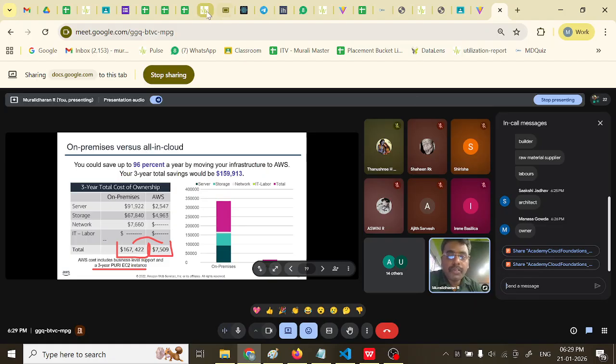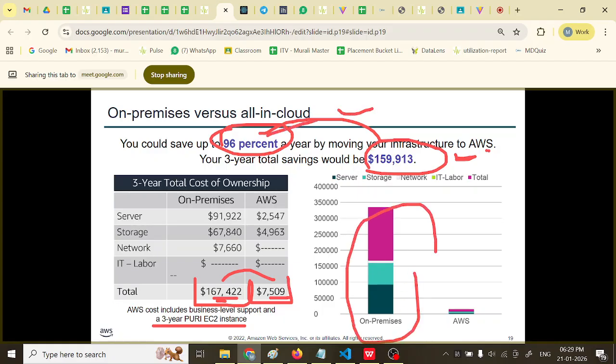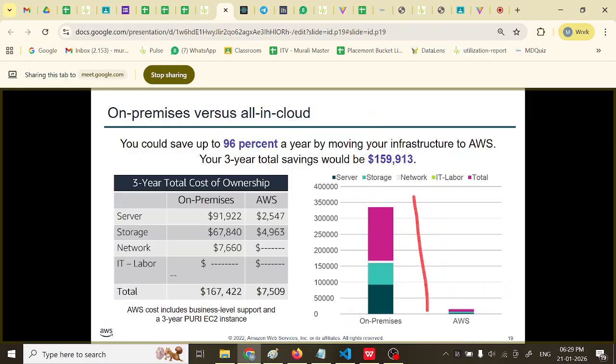Now, how much are they able to save? You see, 96% of this cost. Out of 1,60,000, we are paying only 77,509, which is we are saving around 1 lakh. Sorry, it's $1,59,913 we are saving. That is 96% we are saving when you're doing it in an on-premises physical server and we are moving everything to cloud. So which one will you prefer? Cloud or on-premises?